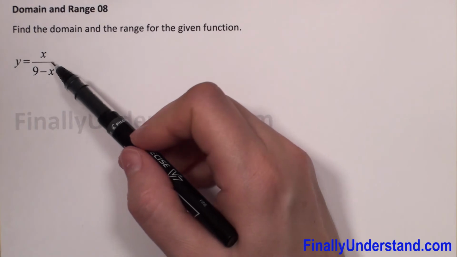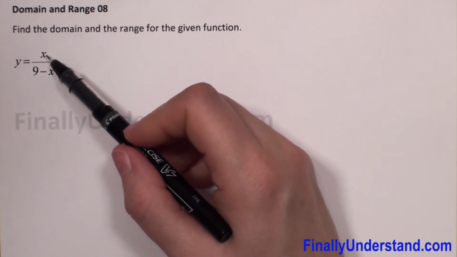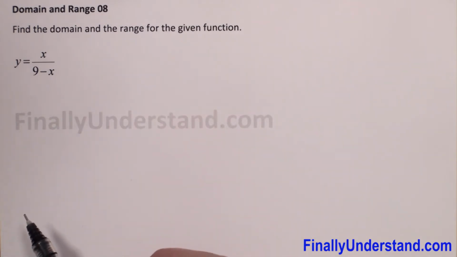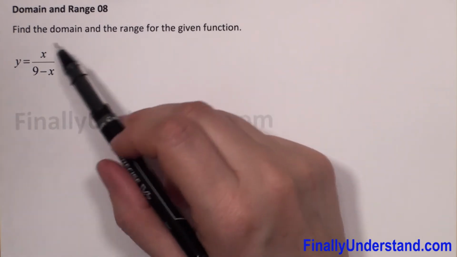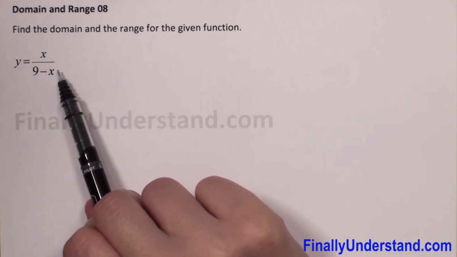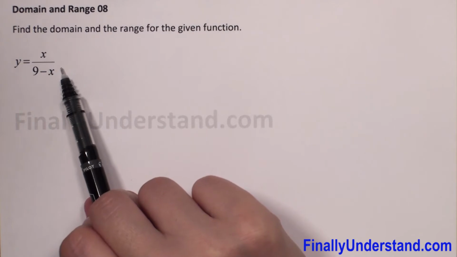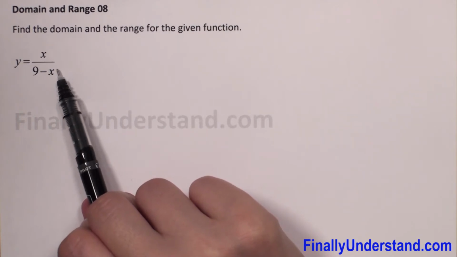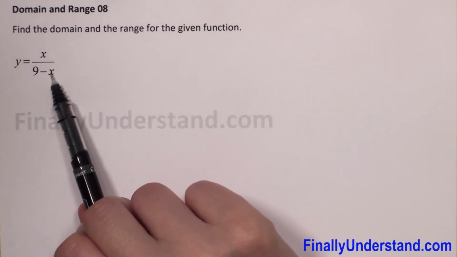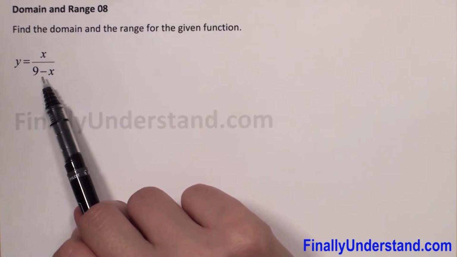First, we have to find the domain of this function. When we have to find the domain, it means we have to find all possible values of x for which the function is defined. So let's see what we have here on the right side. We have a fraction bar, and we know that fraction bar means division. So we know that we cannot divide by 0. So whatever is in the denominator must be different than 0.